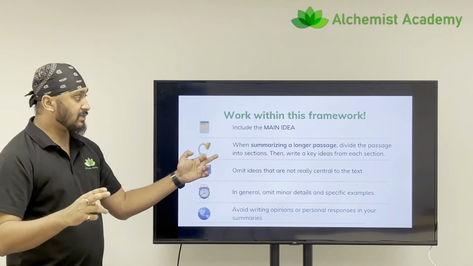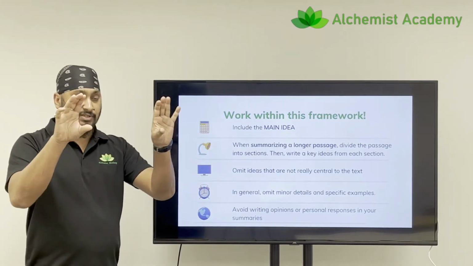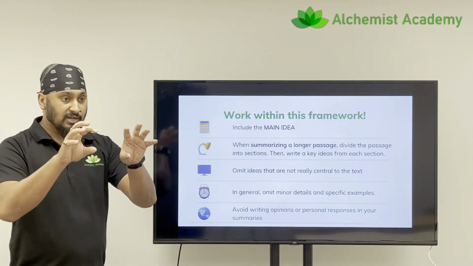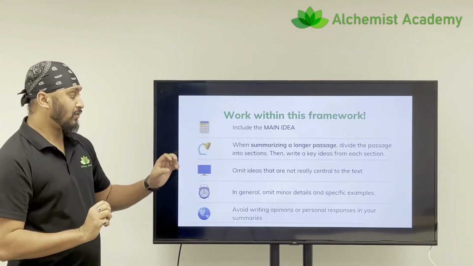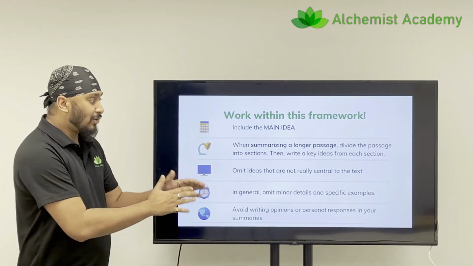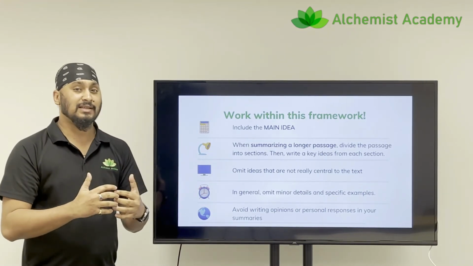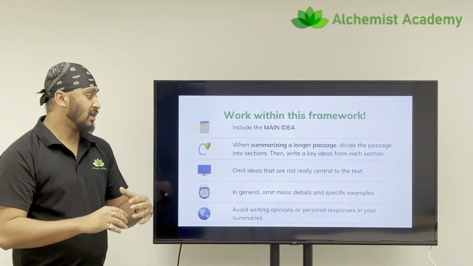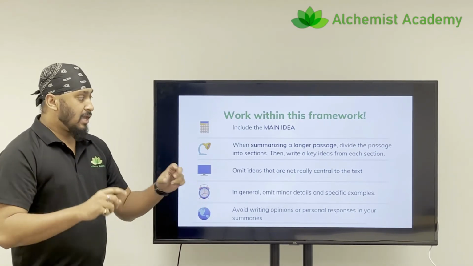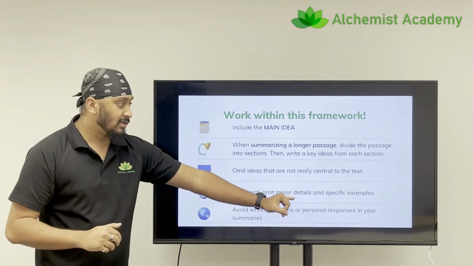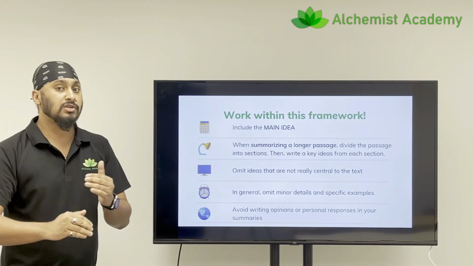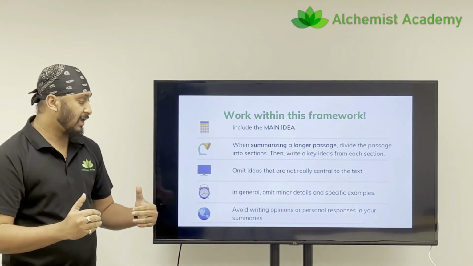The second thing is, when you summarize passages that are really long or have got multiple paragraphs in them, try to extract the key idea from each paragraph. Omit ideas that are not really central to the text. Sometimes some ideas are just repeated too many times. Try to avoid them. In general, try to omit minor details or very specific examples. I'm not saying you must, because sometimes the content can be there.